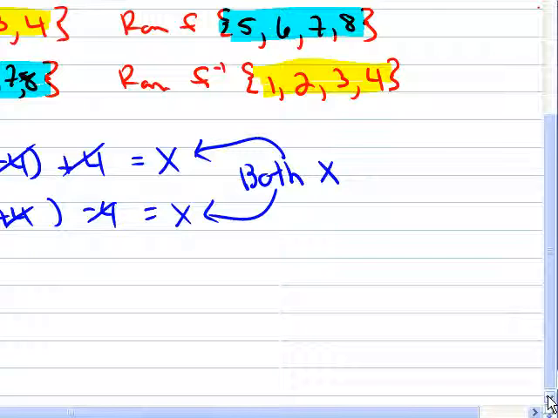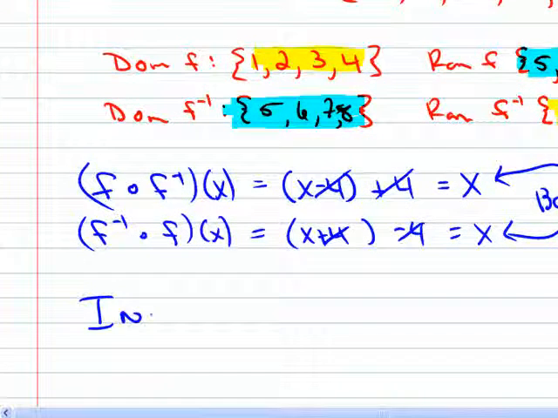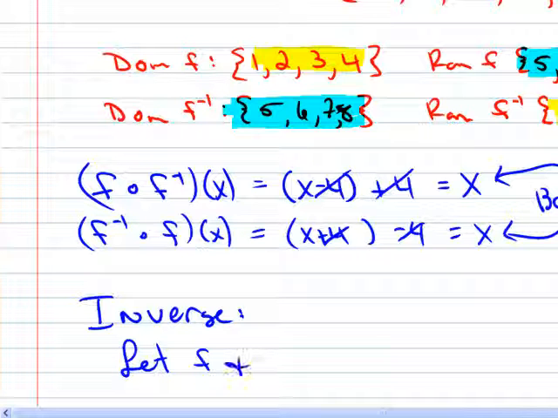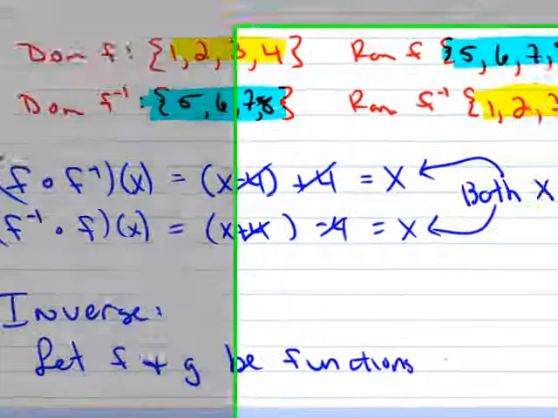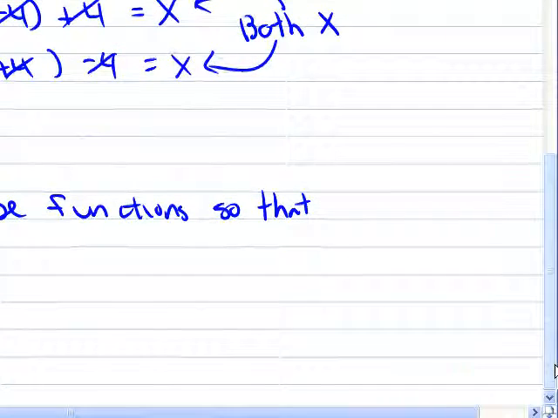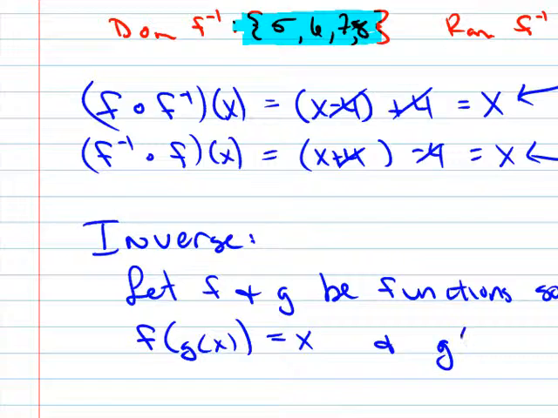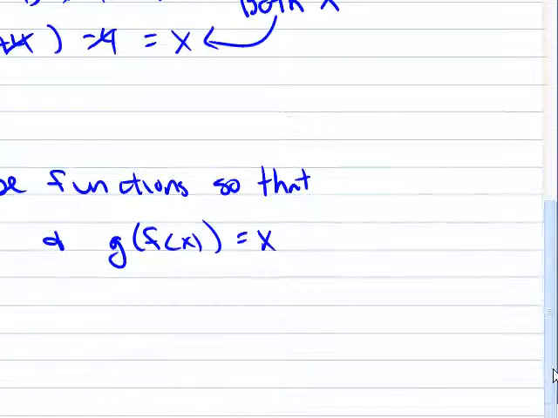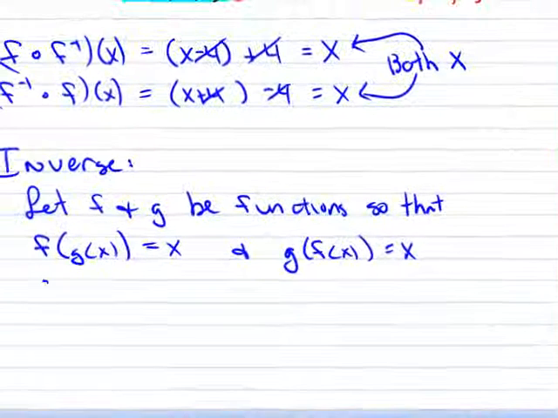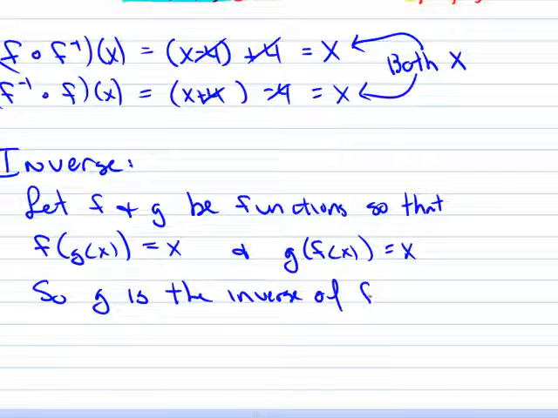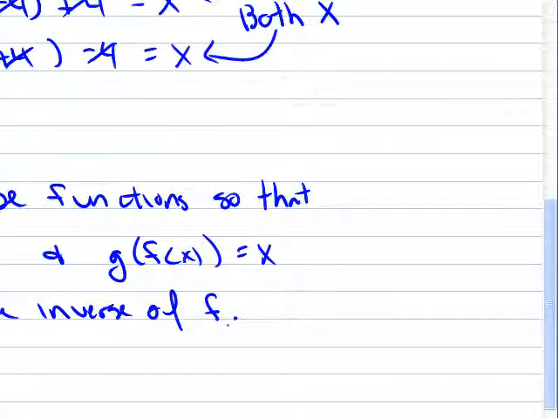So all the information we've discovered about inverses we can use to make an actual definition. Let's take two functions, f and g. Let f and g be any two functions just as long as f composed with g is x and g composed with f is just x. Under these conditions, g is the inverse of f. So that's what an inverse is.